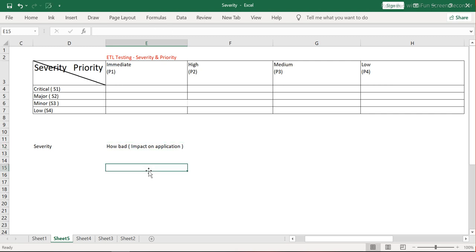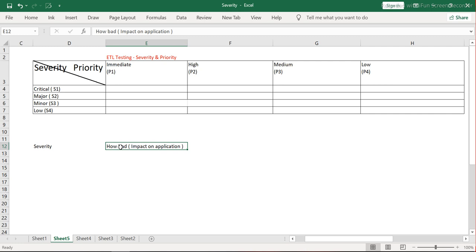So we have to define how bad some bug or defect really is. Based on that, we have to decide whether it is high, critical, major, minor, or low, right? We will look at all of them. So when we talk about severity, we have to understand how bad this particular bug is, and based on that we have to assign it.